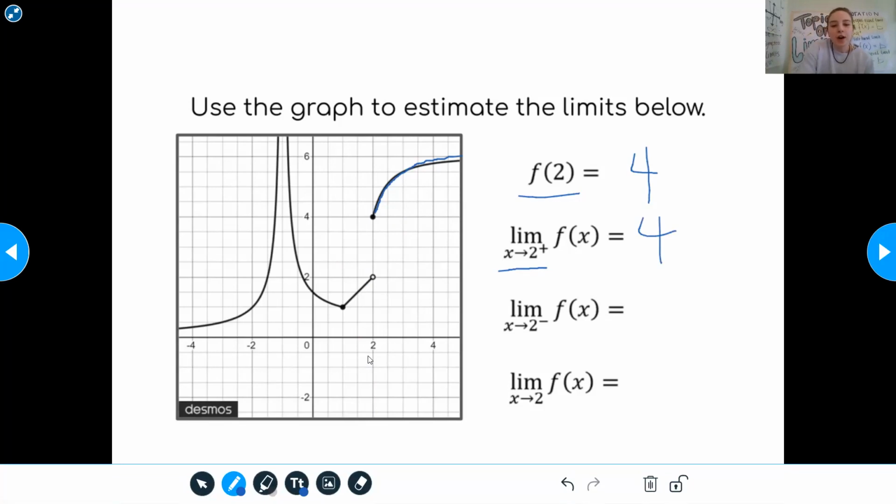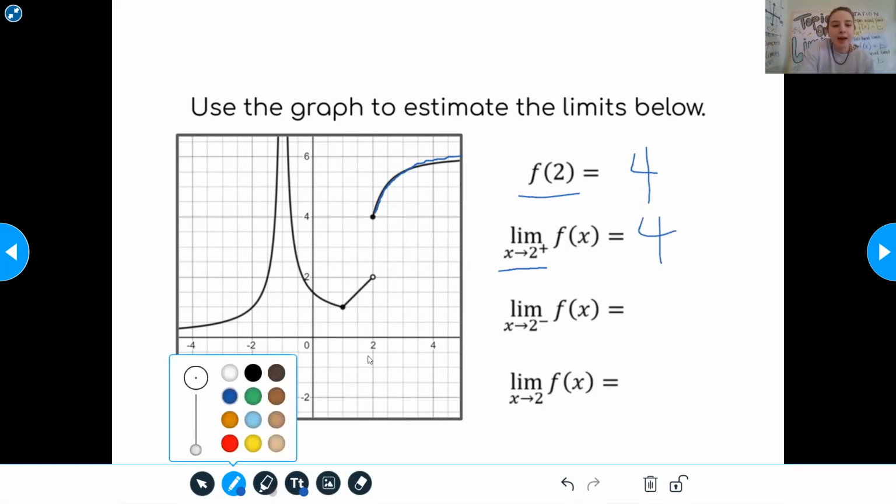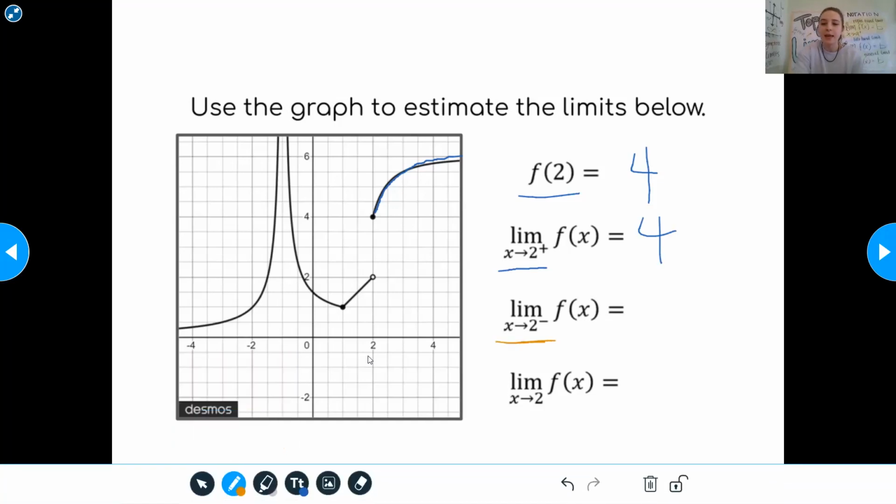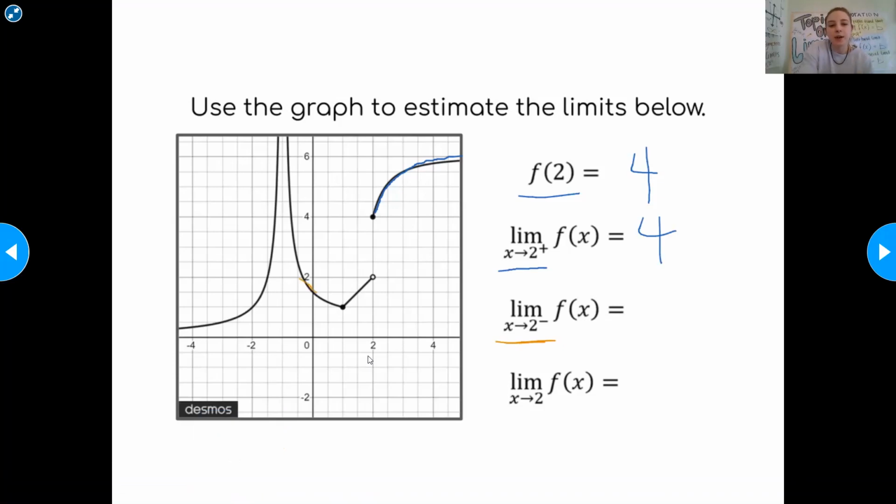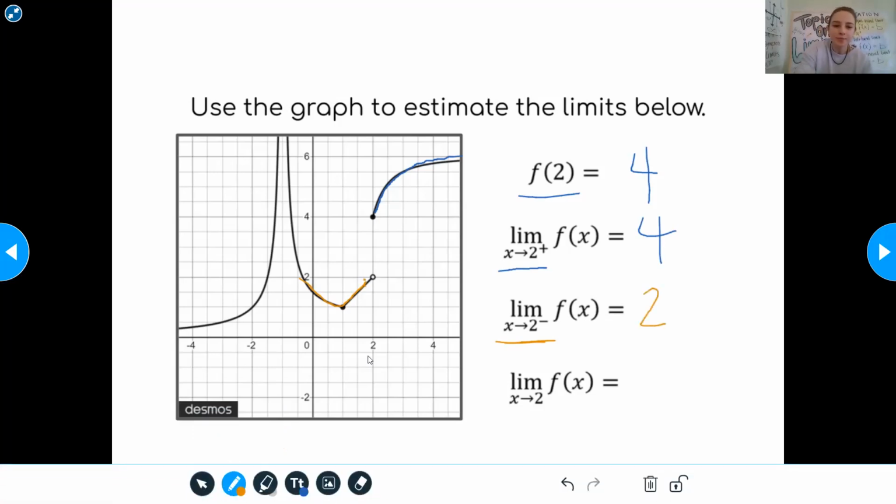Now let's move on to our left-hand limit. I'm going to use a different color just so it's really clear. We're going to move to our left-hand limit. And that means we're coming from the negative direction, walking towards positive 2. So I'm going along my function, and as I'm getting closer and closer to 2, it looks like my y value is also getting closer and closer to 2. So this left-hand limit would be 2.